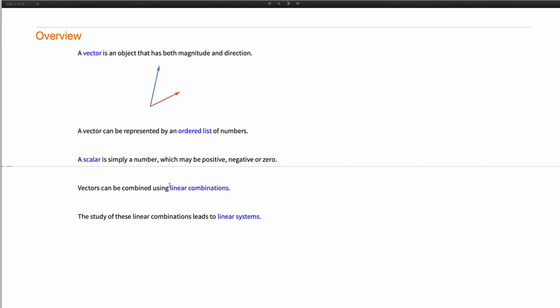Now, you can combine these vectors by using a combination of multiplication by scalars and addition, and we get the idea of a linear combination. And then the final question is, given another vector, does it have the property that it can be expressed as a linear combination of the given vectors? And that leads to the notion of vector equations and linear systems. So that's the plan for this lesson, talk about vectors and vector equations.